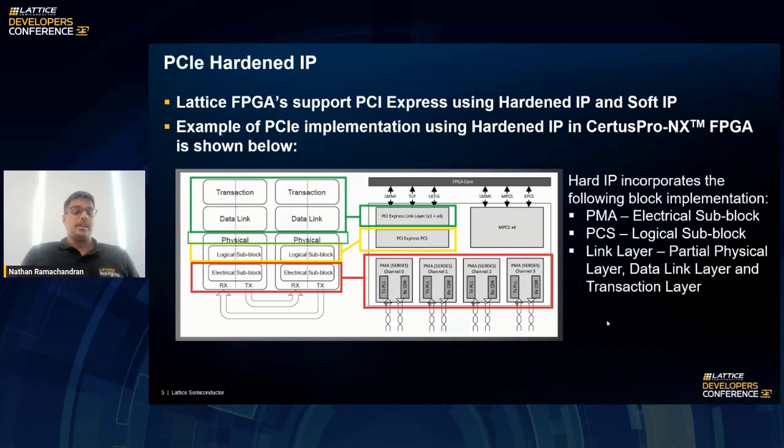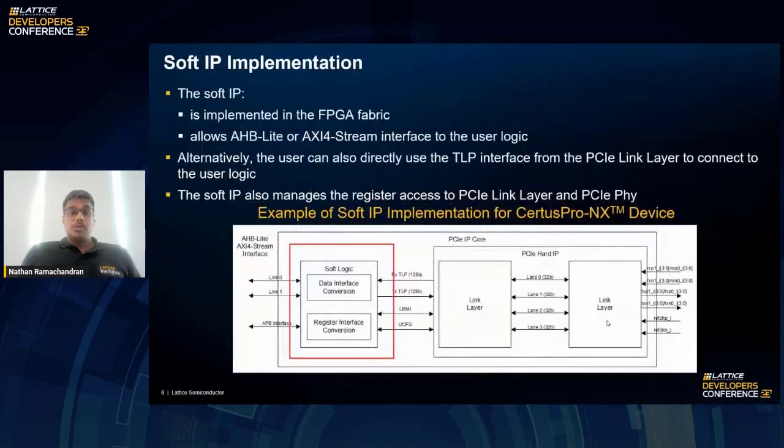link layer. This hardened PCI Express link layer is also enabled in the SerDes Pro NX, as you can see in the green box here. Besides containing part of the physical layer, it also has the data link layer and the transaction layer. Okay, this is what is in the hardened IP. Let's move on to show what is in the soft IP.